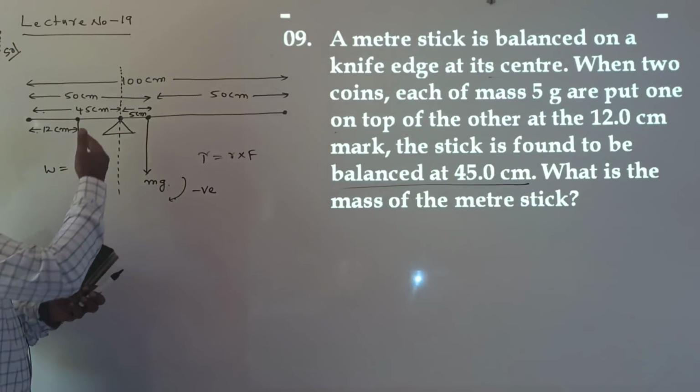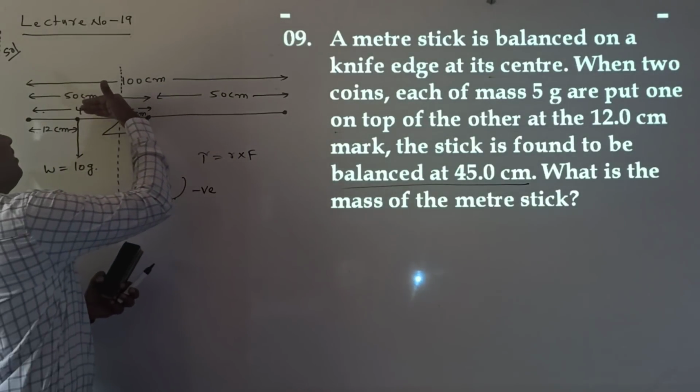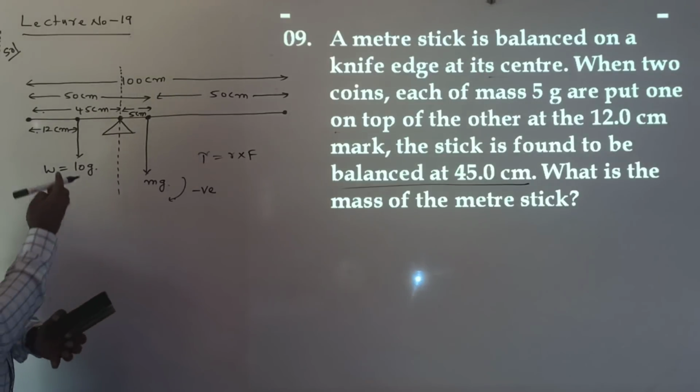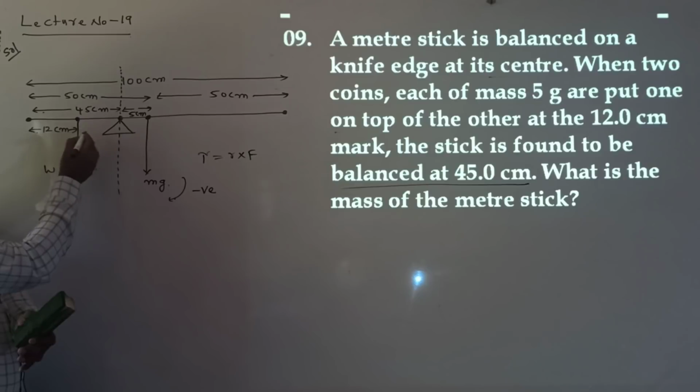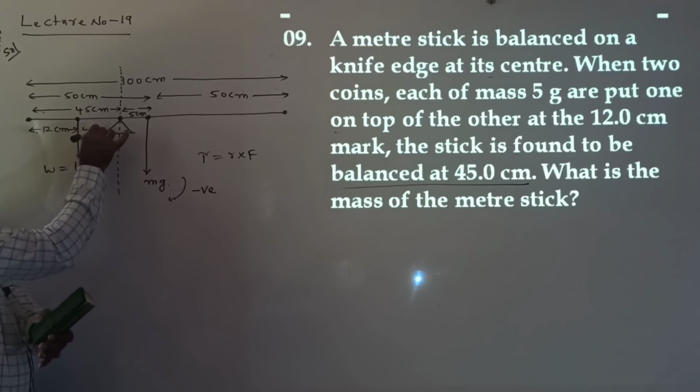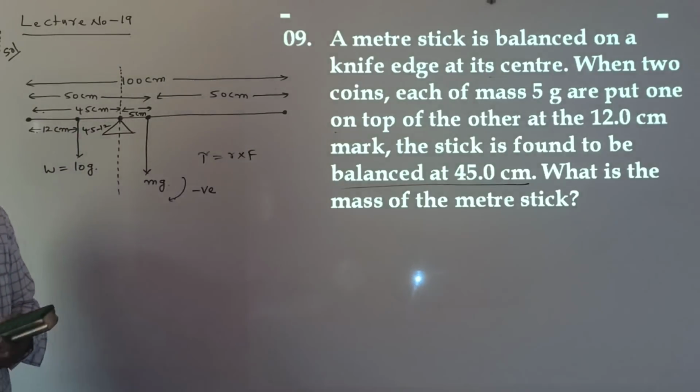Okay, don't confuse. For this weight, the distance from this point to this one, up to this one, is 45. This is 12. The remaining distance is 45 minus 12.